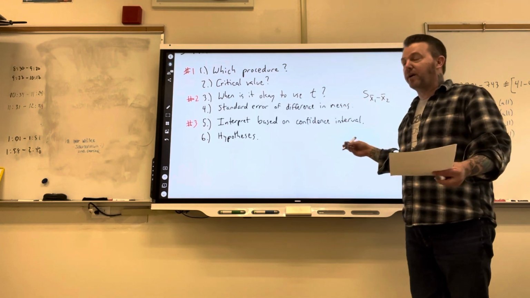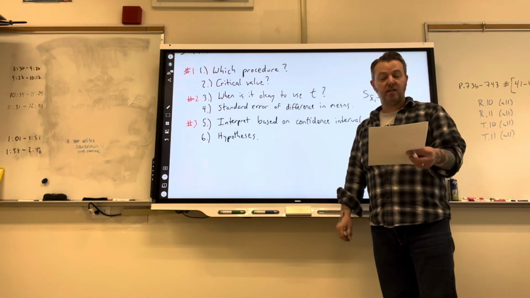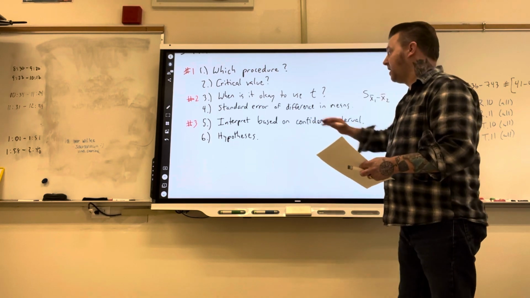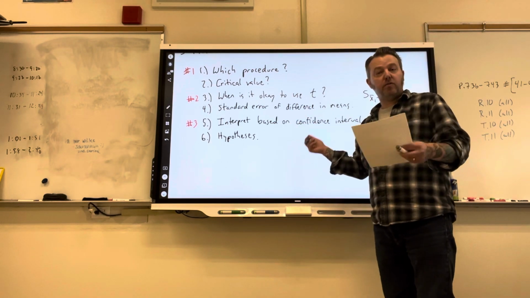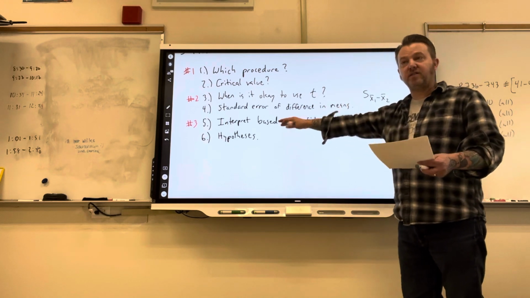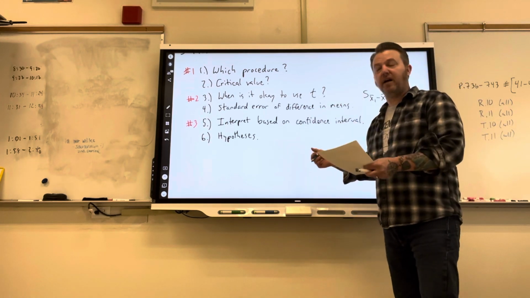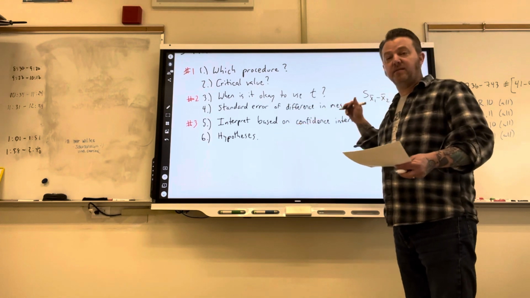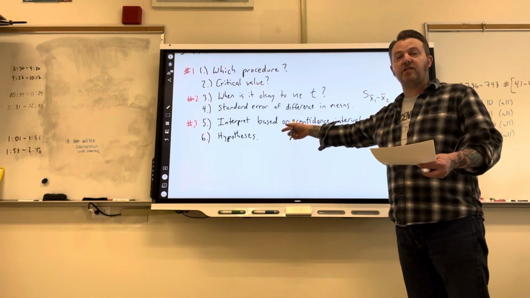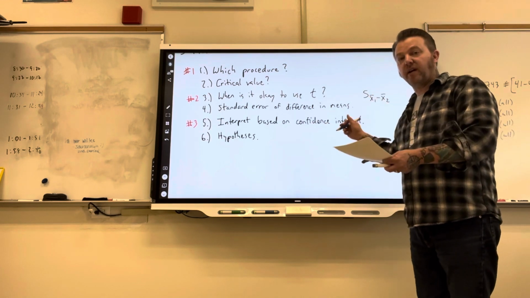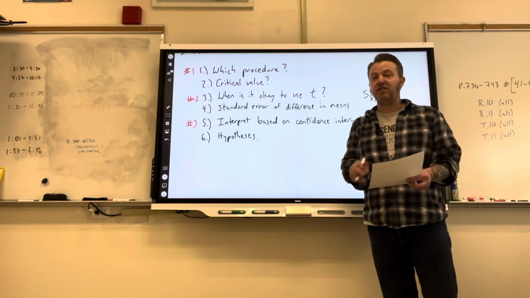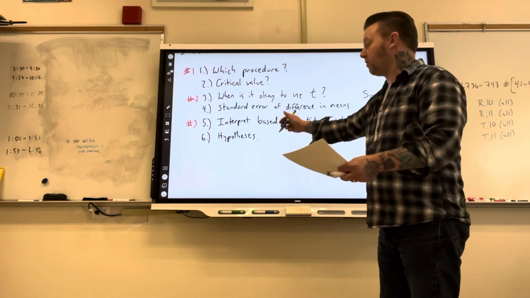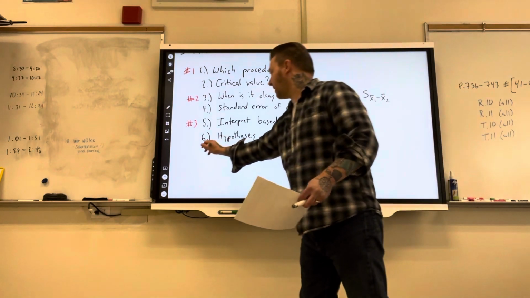Number 6, hypotheses. Okay, you're gonna have to give me the null hypothesis, the alternative hypothesis. So remember, null hypothesis is always H0 equals, right? If it's a 2 sample, mu1 equals mu2. If it's a 1 sample, mu equals mu0. Alternative hypothesis, HA. Remember, if I don't give you any indication of which direction to go, it's a two-sided test, not equal to. Okay? All right, number 7.